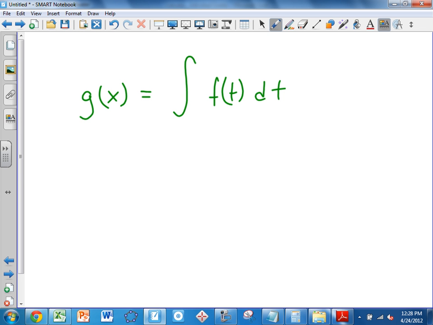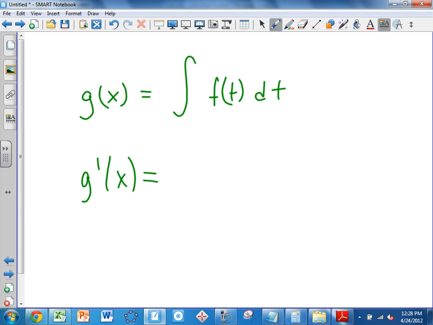If you're told that g of x equals the integral of f of t dt, and then the problem said, figure out the value of, or tell me what g prime of x is. Tell me what g prime of x is. Okay, and you would need limits here, but generally speaking. What does this first statement tell me?